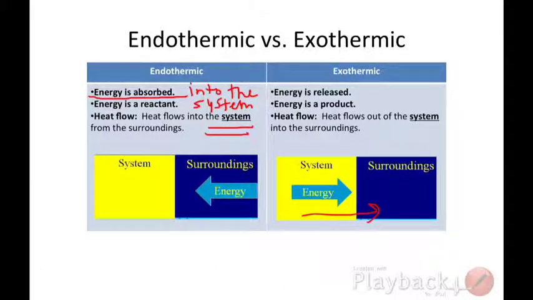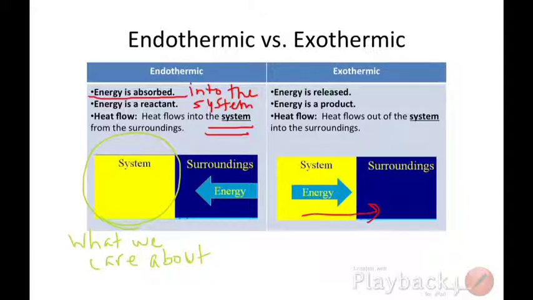In order to understand and describe phase changes in chemical reactions, we want to understand two terms, endothermic and exothermic. In an endothermic process, energy is absorbed into the system. Energy is also a reactant in a chemical reaction that's considered endothermic. Heat flow is going to go into the system from the surroundings. And just note that a system is whatever the thing is that you're studying. So it's sort of what we care about, and you define the system.